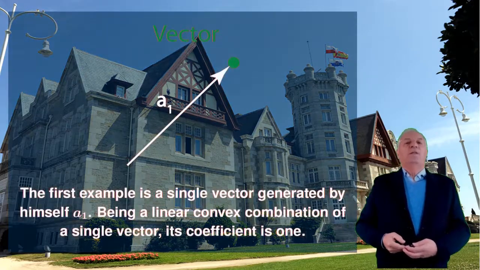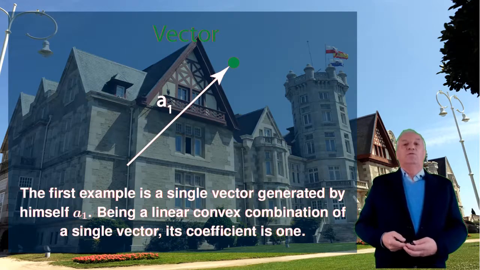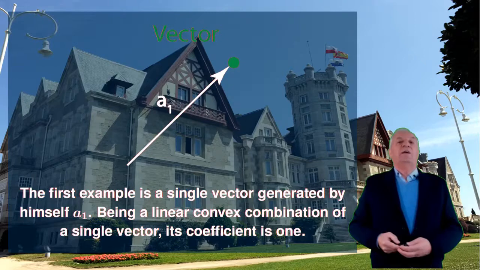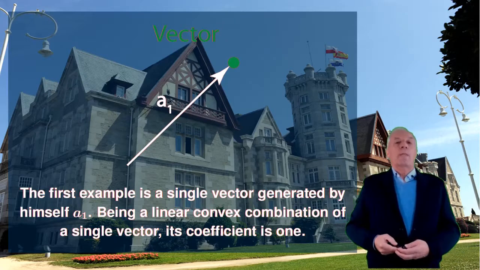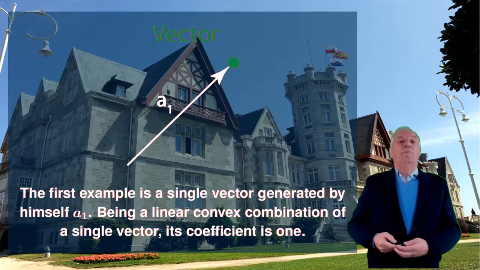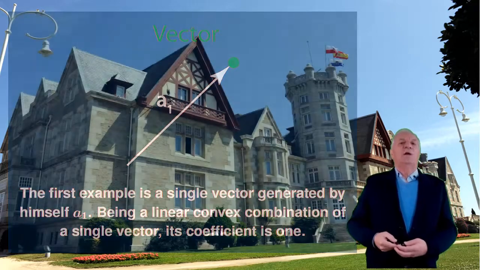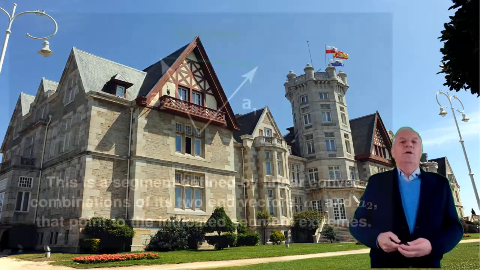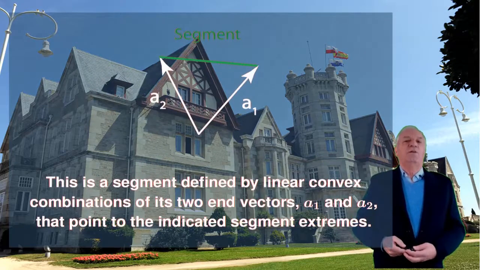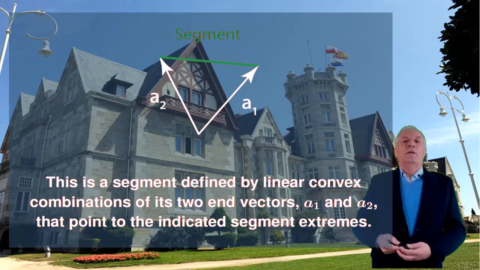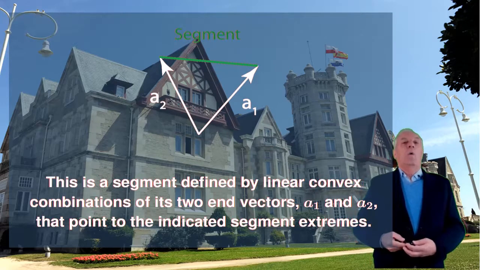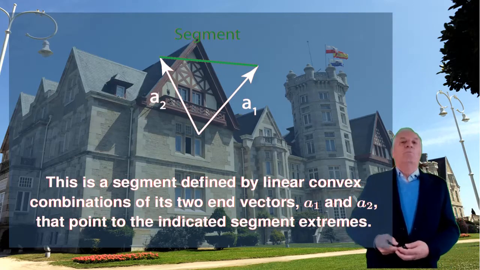The first example, the simplest one that you can have, is a unique vector, which can be considered as a linear combination of itself x with a coefficient 1, which is greater than 0 and adds up to 1. Then we have a single vector, which can be associated with a single point in the figure. In the second example, we have a set of vectors which is generated by means of linear convex combinations of two vectors, a1 and a2, that point to the indicated segment extremes, as shown in the figure. Then lambda times a1 plus 1 minus lambda times a2, with lambda between 0 and 1, provides all polytope vectors.